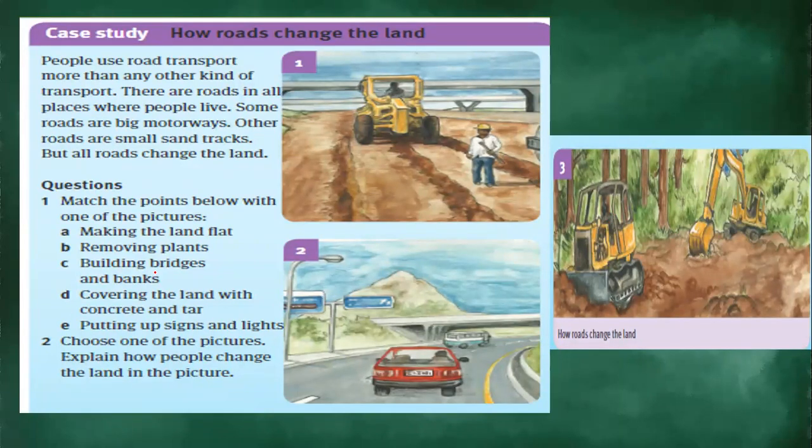And then number C, building bridges and banks. Sheng says 2. Ntsako says 2. Era says 2. Khoto says 2 as well. I also say 2, guys. Okay, D, covering the land with concrete and tar.